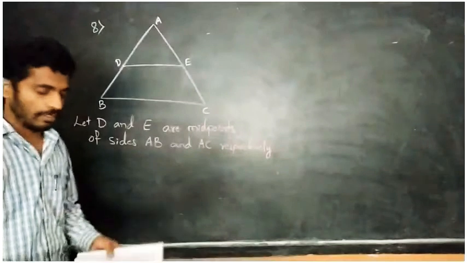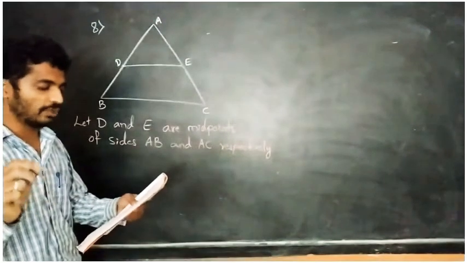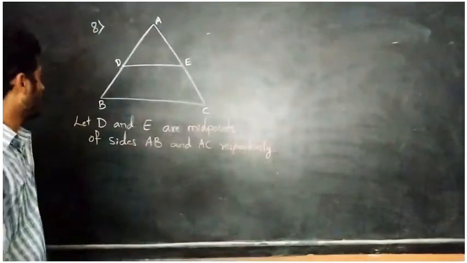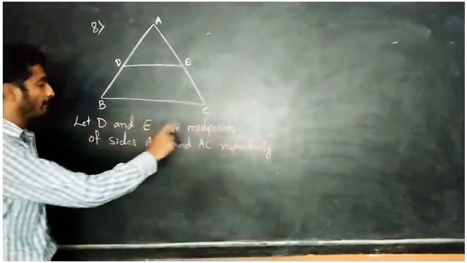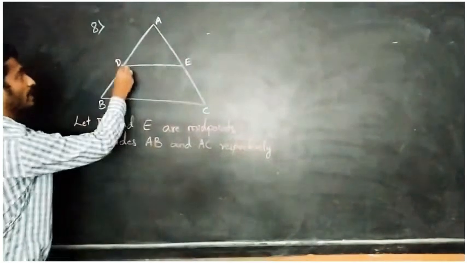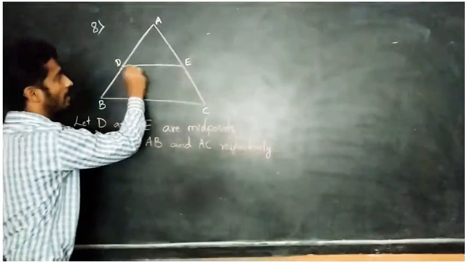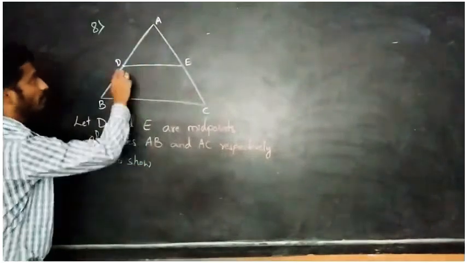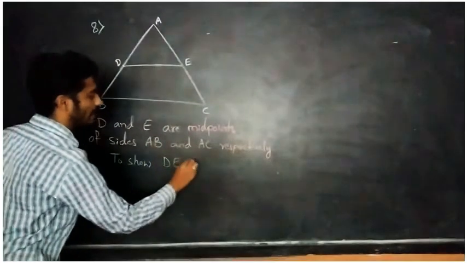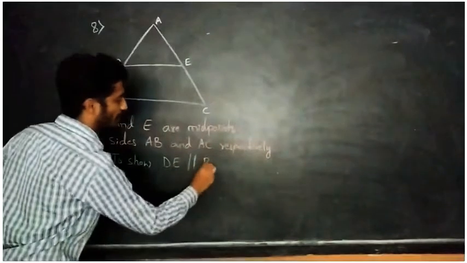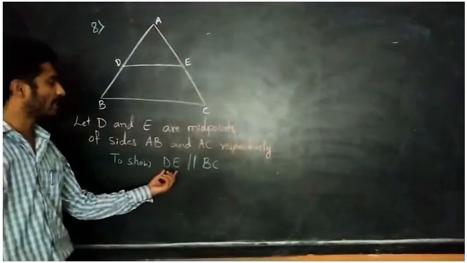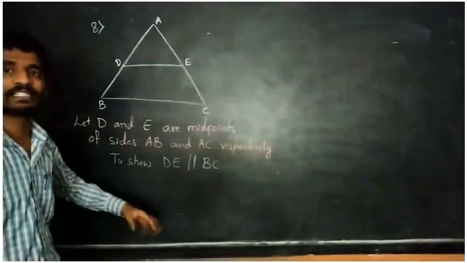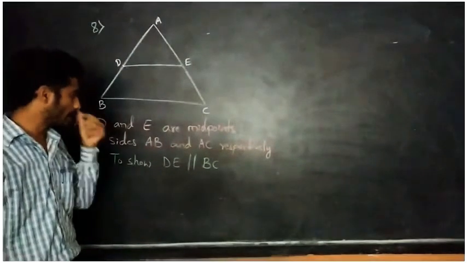In the 8th problem, they given: prove that the line joining the midpoints of any two sides of a triangle is parallel to the third side. Okay, so let's take D and E as midpoints of sides AB and AC. So I will join them. To show, what do we have to show? That the midpoint joining line, that is DE, is parallel to BC. We can say DE is parallel to BC when the sides ratio are equal, that is by the converse of BPT.